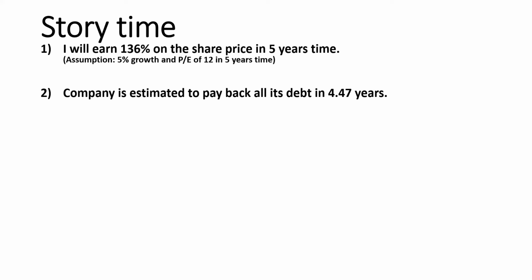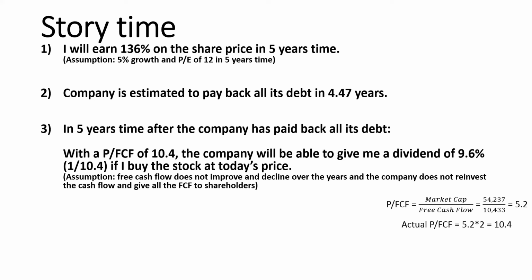The company has a price to free cash flow of 5.2, but I will need to multiply it by 2. The free cash flow needs to be split between the public shareholder and the minority interest holding another 50% of the company shares. Therefore, after 5 years, I will be able to get a dividend of 9.6% yearly. How I get 9.6% is by taking 1 divided by 10.4. This is with the assumption that the company does not reinvest its free cash flow, the company will give all the cash flow to its shareholders, and the company free cash flow does not improve or decline over time. The end. The story has ended.